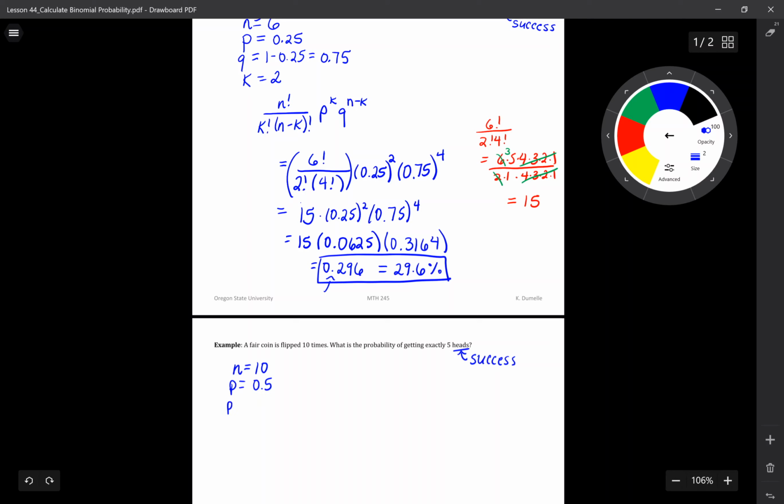The probability, Q. Do you guys hear my dog in the background? Sorry about that.